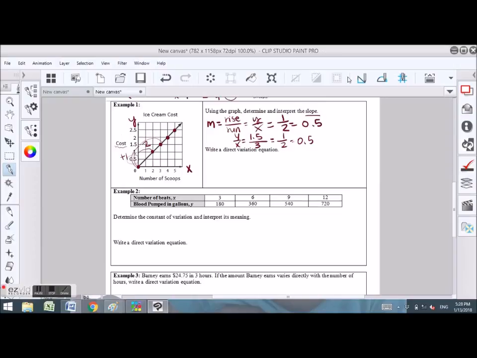So what exactly does that mean? If we look at our simplified fraction, we got 1/2. For 2 scoops of ice cream, which is x, it's going to cost $1, which is y. If we simplify that down, we get 0.5, which means that every scoop of ice cream costs 50 cents.